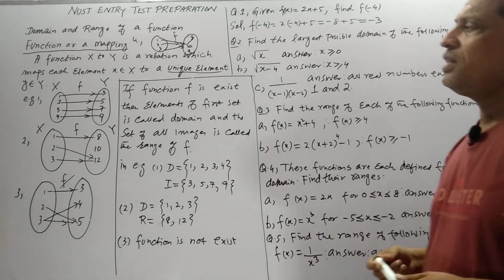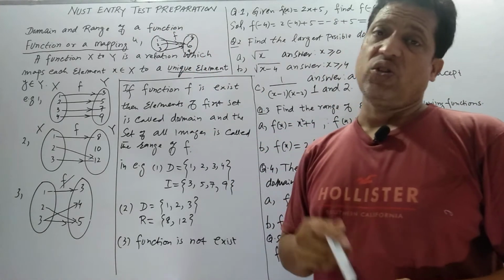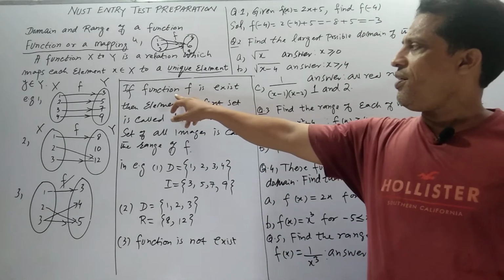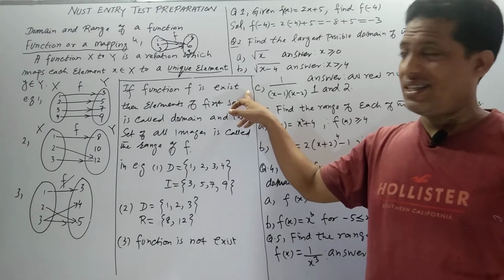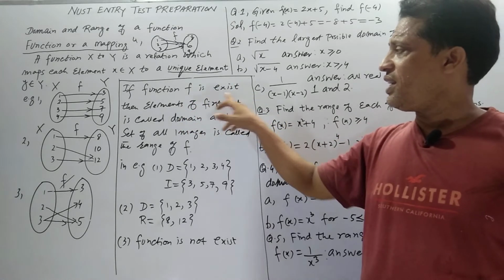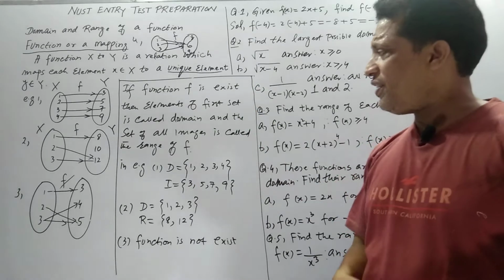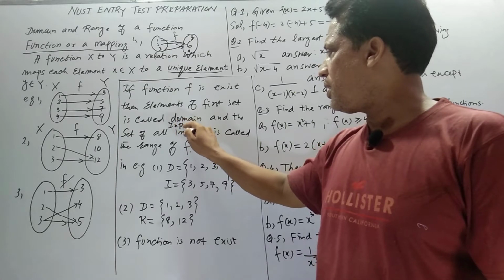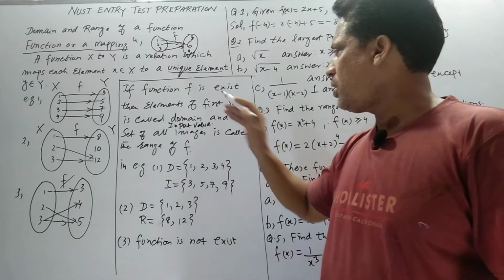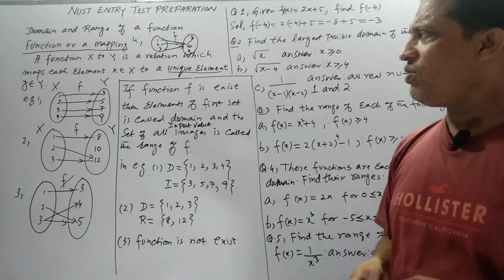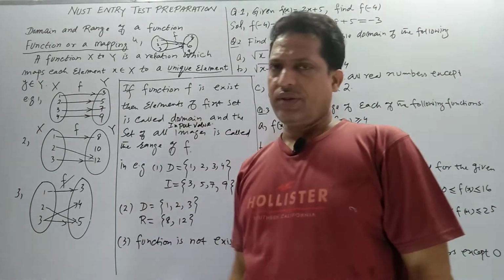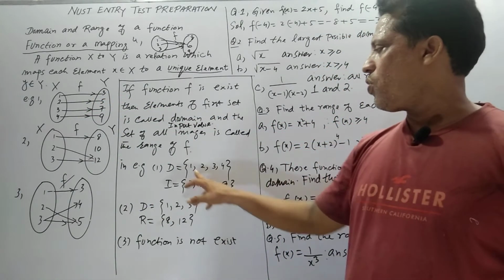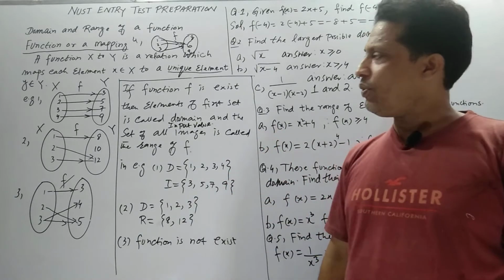Now our topic is to find the domain and range of a function. This is the definition of domain and range. If a function f exists, then the elements of the first set are called the domain. Another definition of domain is the input value. In this case, the input values are 1, 2, 3, 4. Therefore, in example number 1, the domain is 1, 2, 3, 4. That's it, the input value.